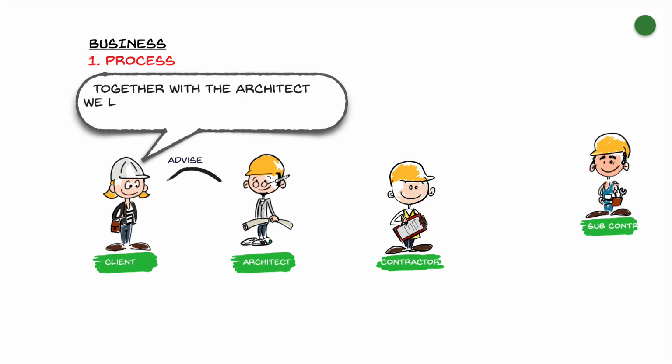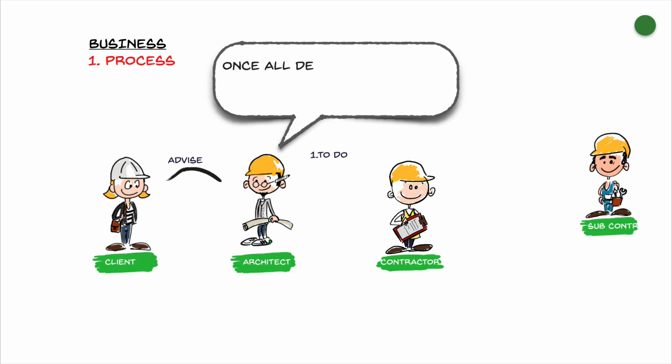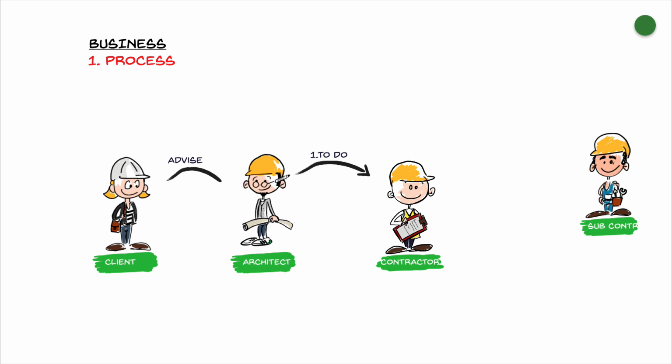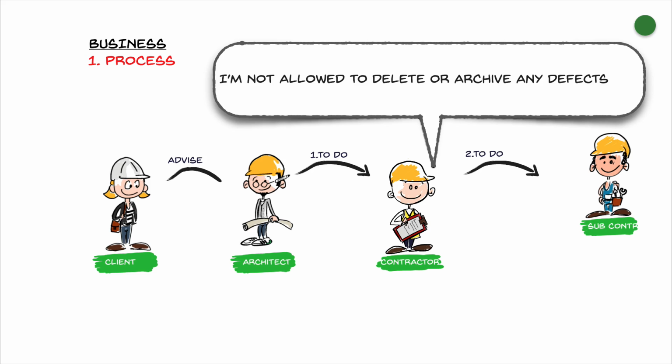Together with the architect, all defects that need to be repaired are listed. Once done, all these defects are communicated to the contractor. The contractor receives the list of defects. He ensures that each remark is assigned to the correct type of trade and assigned to the correct subcontractor. Of course, he is not allowed to delete any defects.